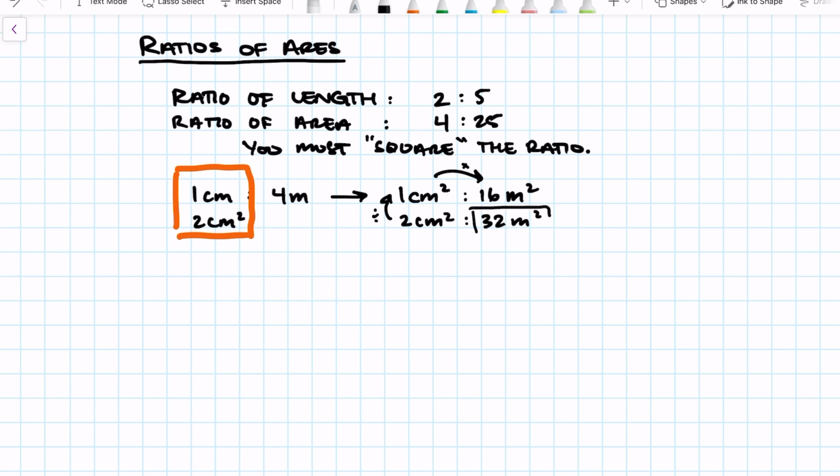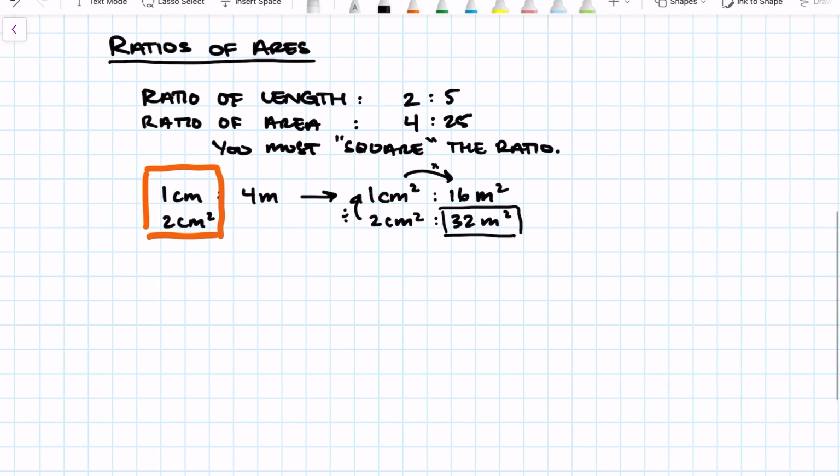Just put a box around that. The units will carry over, right? So if the ratio ends with meters squared, then the final answer will also have meters squared. So just keep that in mind. That way, if you are looking for areas, you remember that you must square the ratio as well.